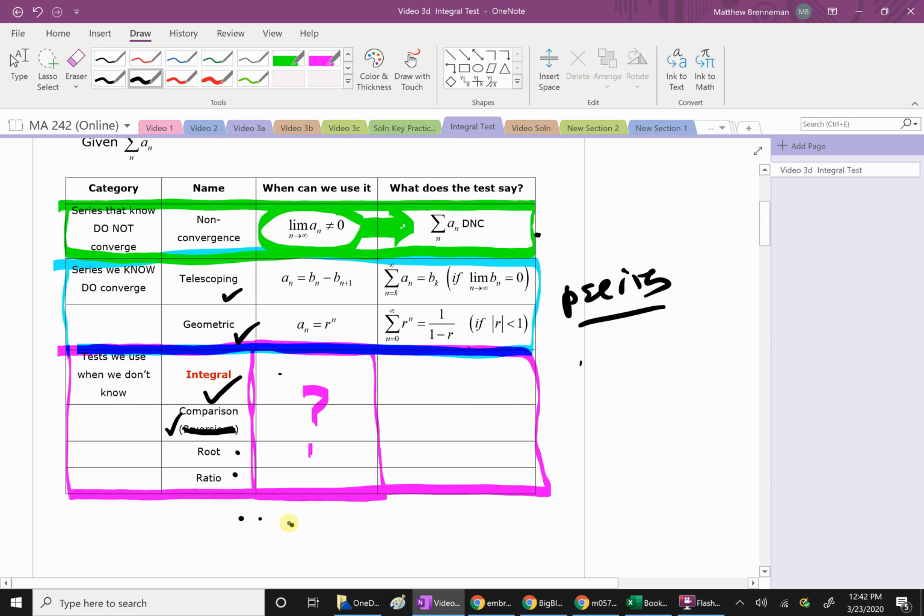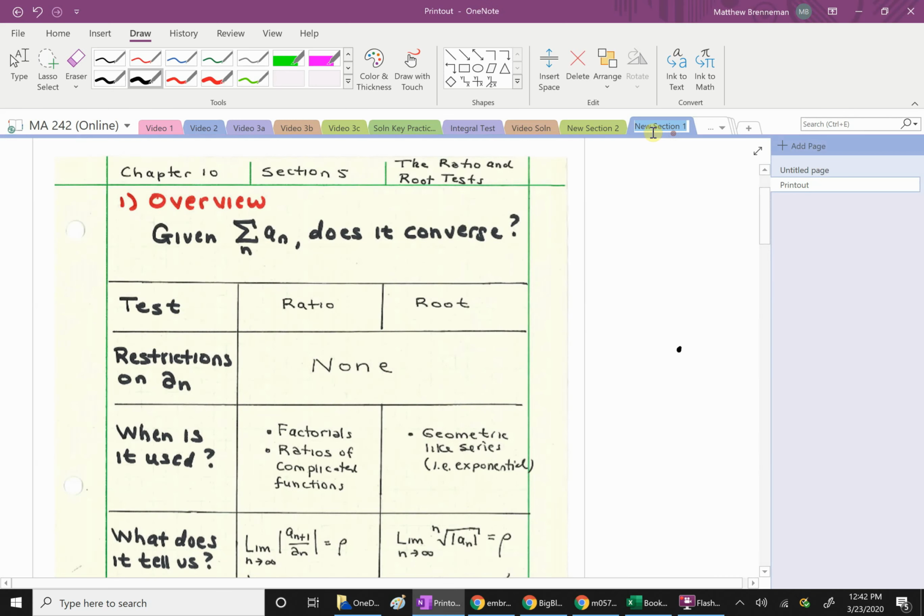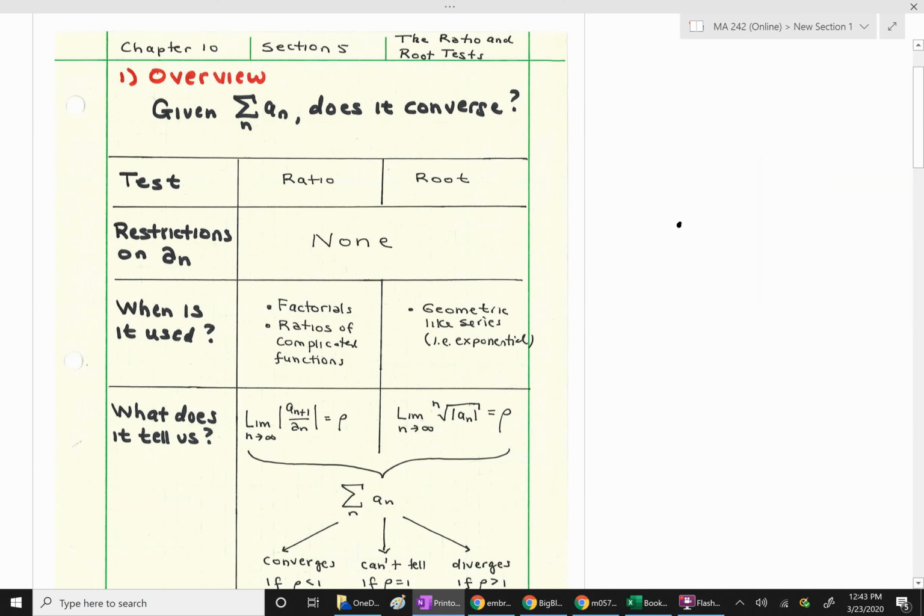This is very similar to when you guys were looking at methods for integration. You started off with one method of integration, and what would happen? Well, a lot of times you had to go ahead and use a second method, right? Same sort of thing here. So now we're going to introduce this other way of testing for convergence. So here's the overview of the root and ratio test.